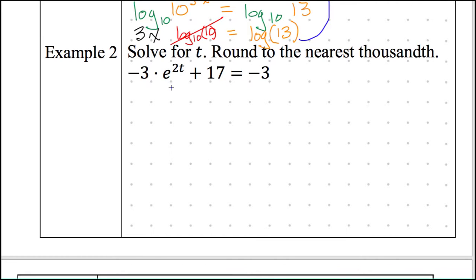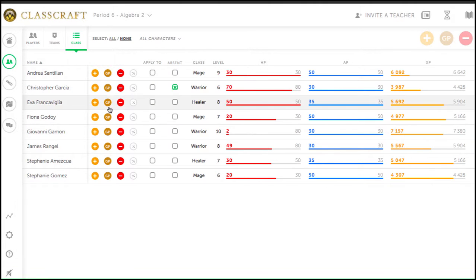Someone help me out with step 1. I don't know what I'm doing. Add 17. No, don't add 17. Subtract 17. Don't listen to me. And I get negative 3 times e to the power of 2t is equal to negative 20. Ugh, gross. It's going to be a weird fraction, but that's what happens quite a bit.